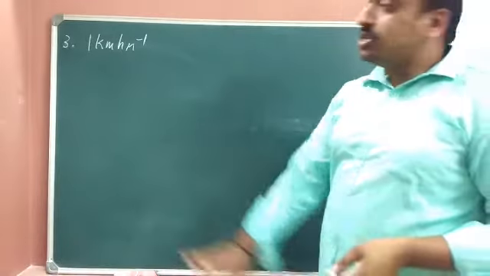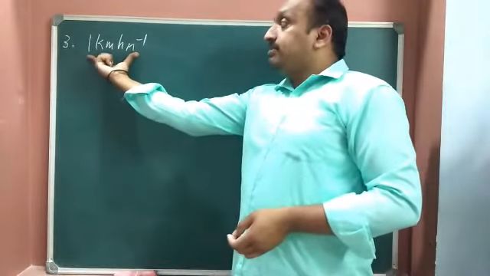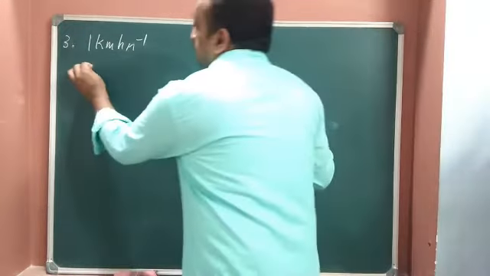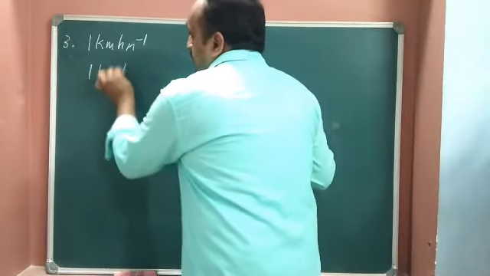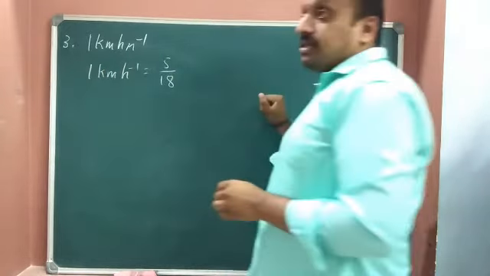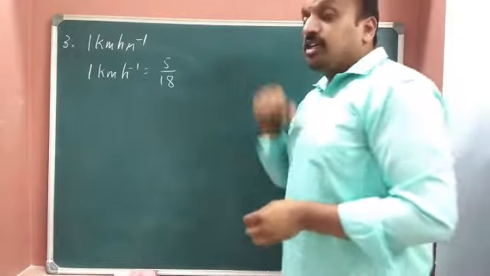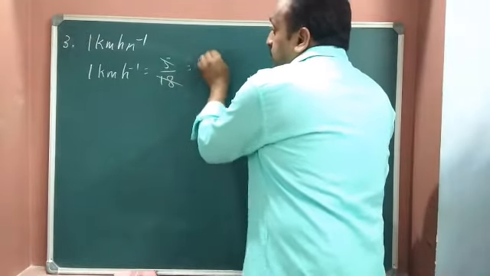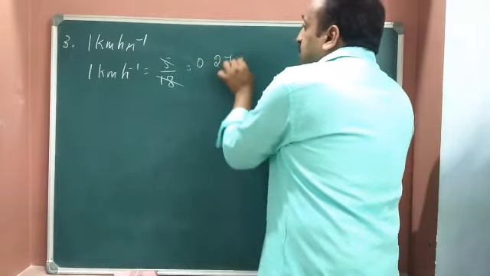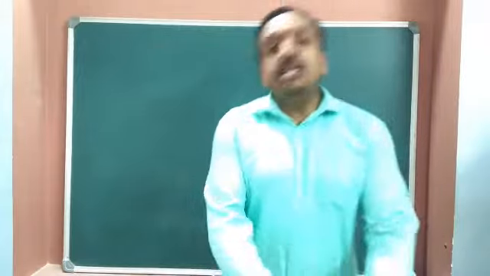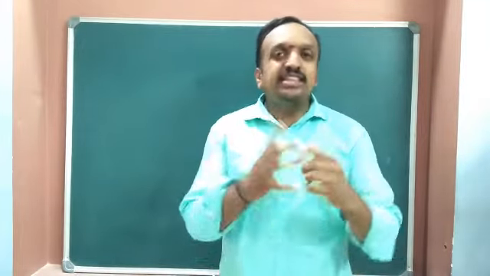Next question is 1 kilometer per hour in terms of meter per second. 1 kilometer per hour will be equal to 5 by 18 meter per second. Convert that one to decimal. When you divide 5 by 18, 0.27 meter per second.